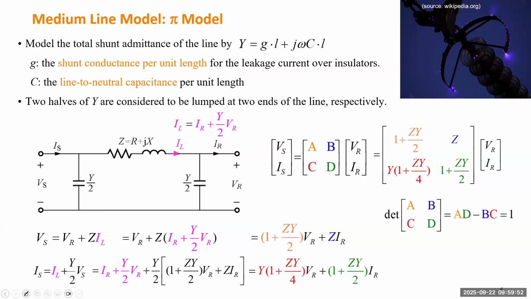Next, the line is passive because if you calculate the determinant, this orange item multiplied by the green item minus B times C, you can easily prove that's 1. Only this 1 is left. All the other elements involving Z and Y will cancel. So the line is passive.